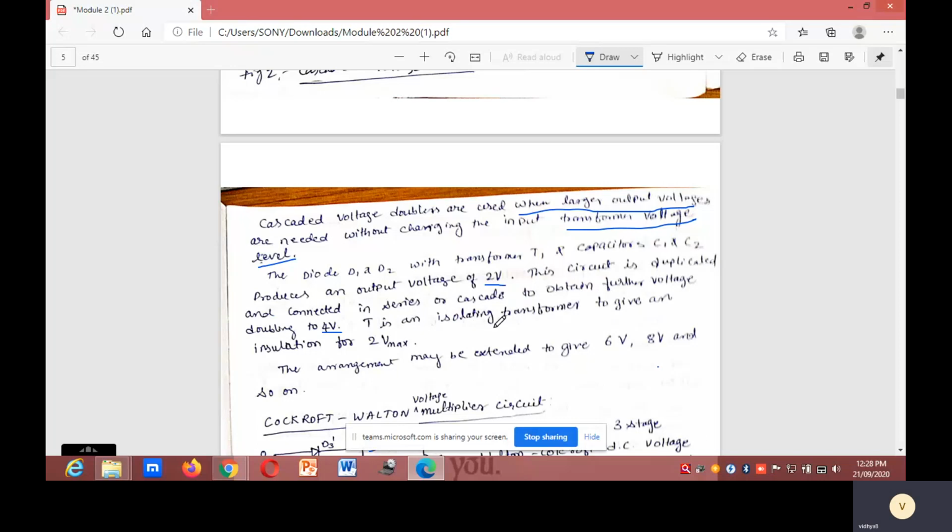T is an isolating transformer to give insulation for 2 Vmax. The arrangement may be extended to give 6 Vmax, 8 Vmax and so on, by repeating further stages with suitable isolating transformers.